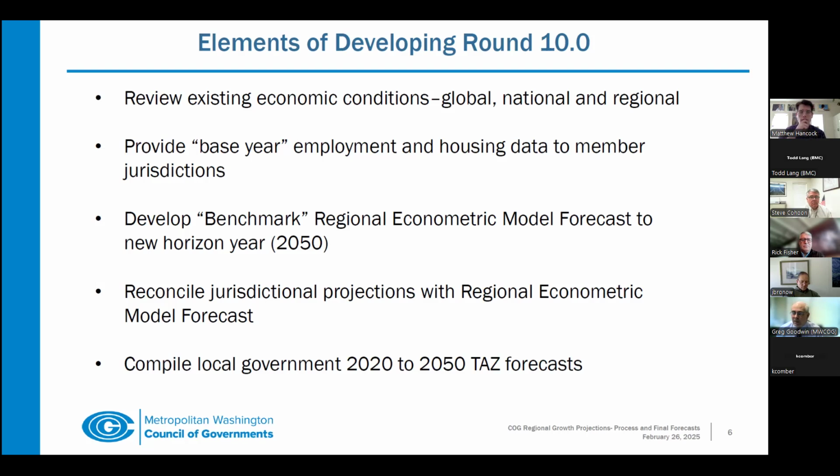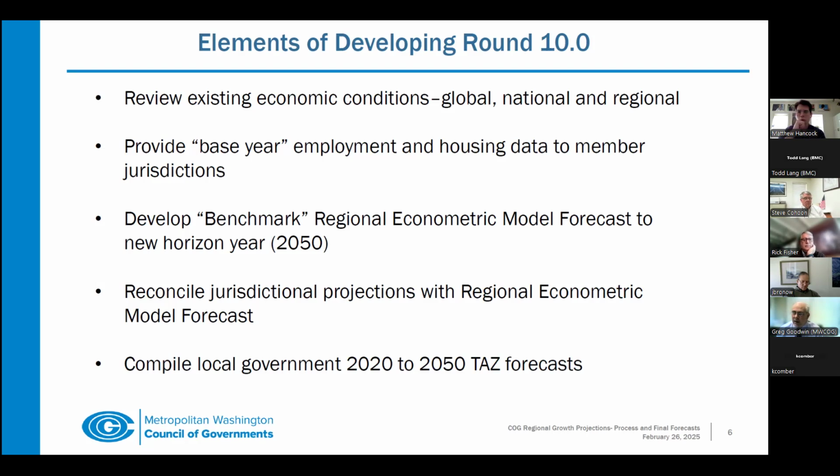But we did provide our local governments with a number of different data products to help them develop their base year. We use a product called Data Axle, and we purchased a pre-pandemic number and then a September number for years within the region, and we geocoded that data, did a little bit of quality control, and then gave that to our local jurisdictions for them to use in developing the TAZ.